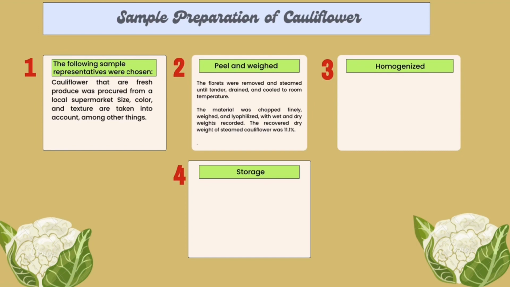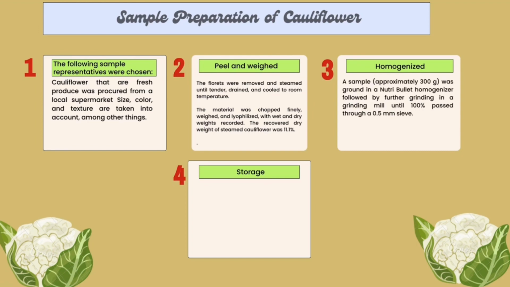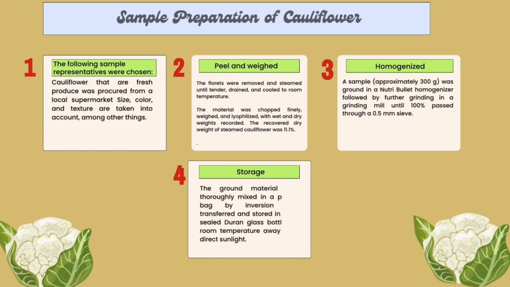The third step is homogenize. A sample, which is approximately 300 grams, was ground in a homogenizer followed by further grinding in a grinding mill until 100% passed through a 0.5 mm sieve. Lastly is storage. The ground material was thoroughly mixed in a plastic bag by inversion and transferred and stored in well-sealed Duran glass bottles at room temperature away from direct sunlight.